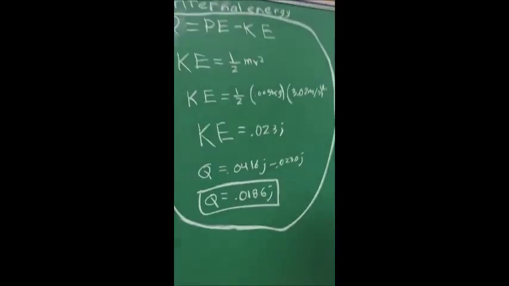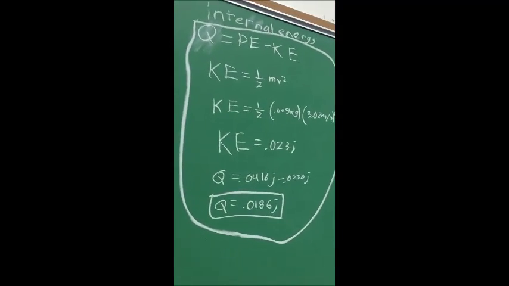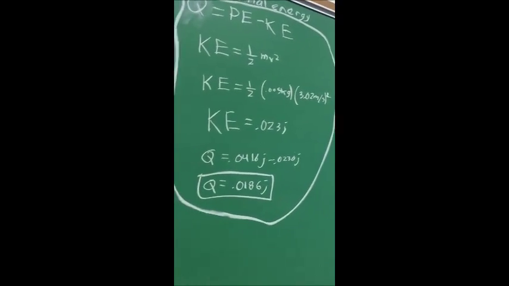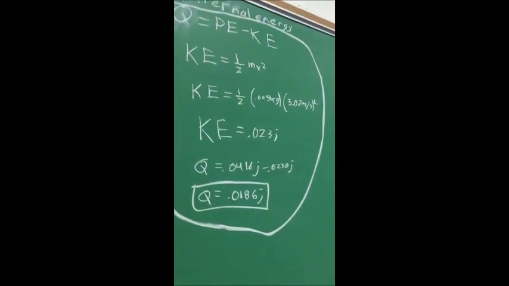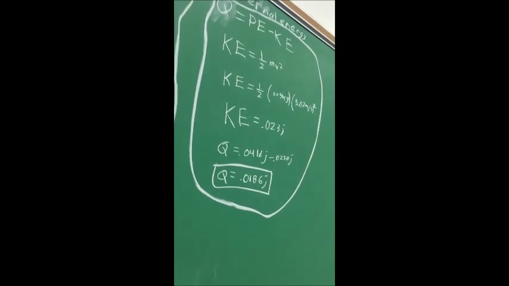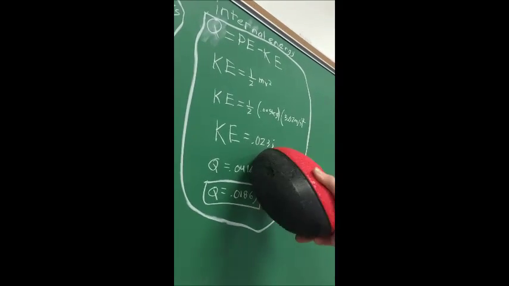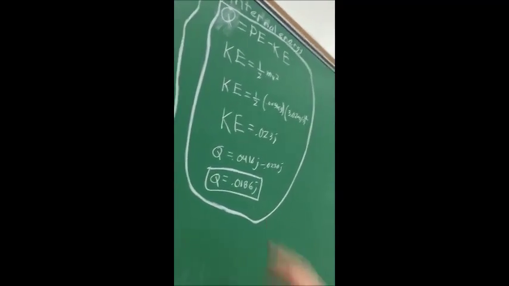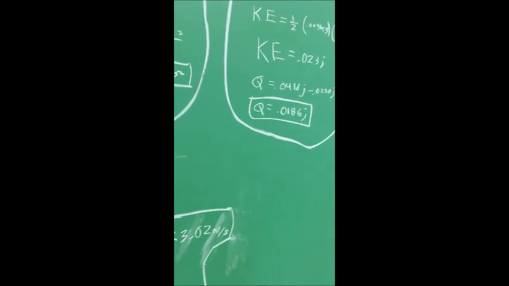The internal energy, or heat energy, is calculated by subtracting the kinetic energy from the potential energy. The kinetic energy equals half mv squared. Since our real velocity was 3.02 meters per second, we squared that, multiplied by the mass, and then by 0.5 to get 0.023 joules, which is the kinetic energy. So the amount of energy lost to heat, or the internal energy, is the kinetic energy, 0.023 joules, subtracted from the potential energy, 0.0416 joules, which equals 0.0186 joules, and that's the internal energy.